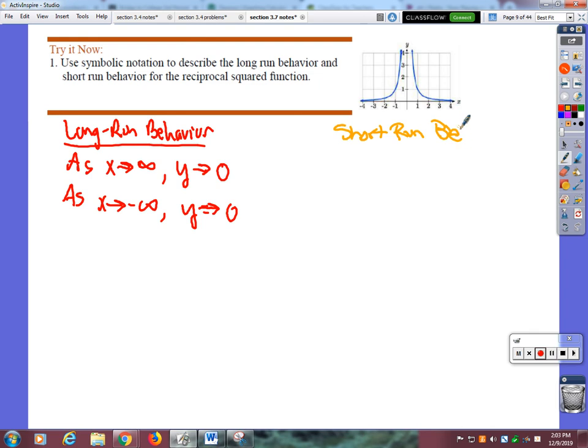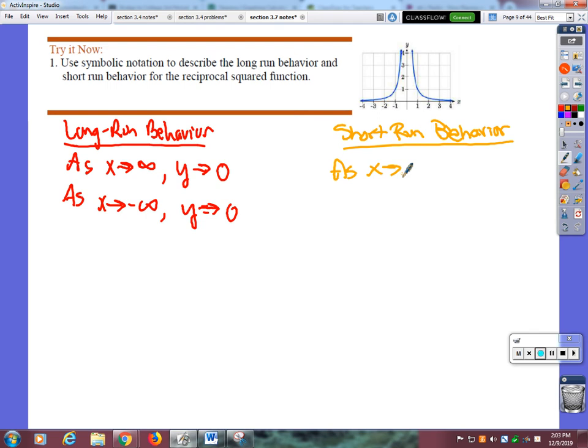The short run behavior is what's happening in the middle, okay? And so to figure this out, we have to figure out what is the value that x is approaching that is meaningful in this case. What x value is important in this graph? 0, okay, yeah, because there's something funky going on at 0.